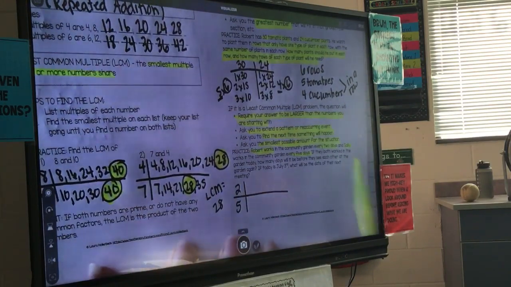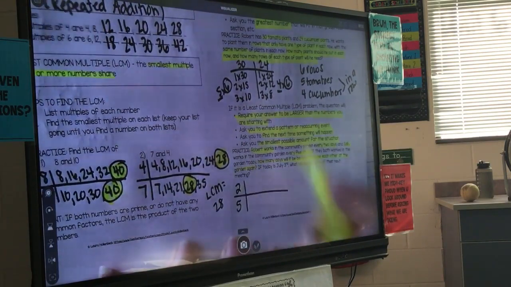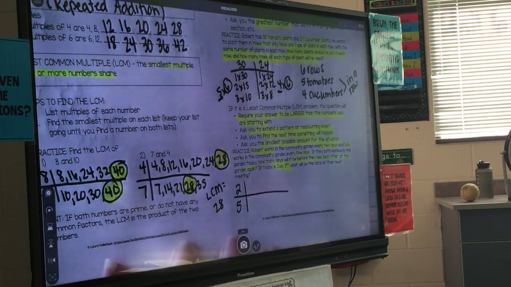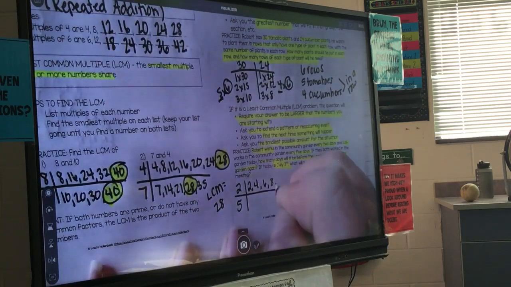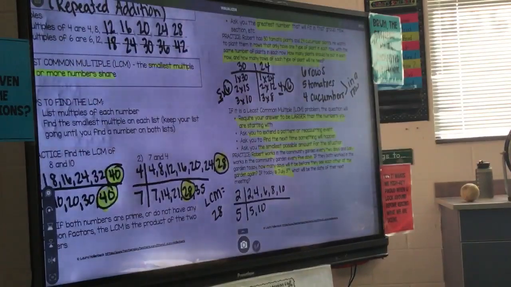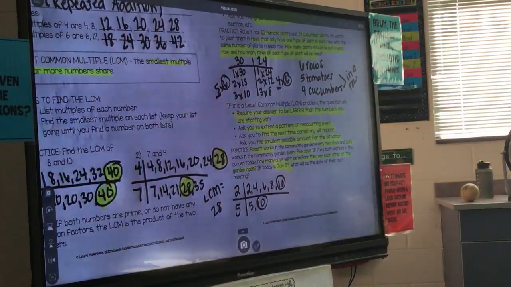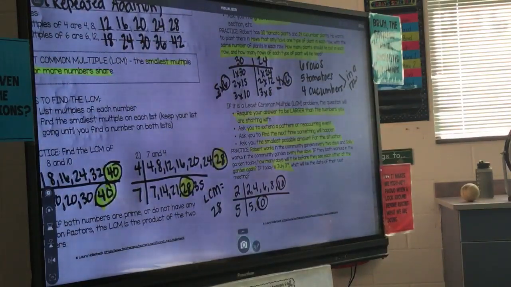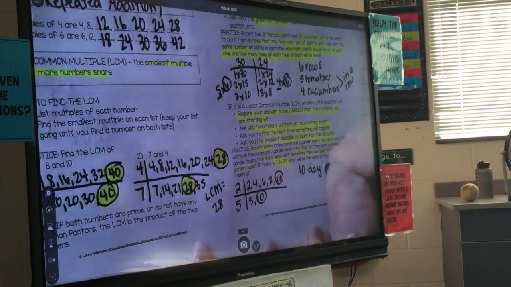It says they both work in the garden today. How many days will it be before they see each other again? And it's asking you, what is the date? So when you do this, it's 2, 4, 6, 8, 10. And this is 5, 10. So your LCM is what? 10. Right, but what does that stand for in our question? Because it didn't say, what is the LCM? So what does 10 stand for? Ansley. Okay, so it'll be 10 days before they see each other again.